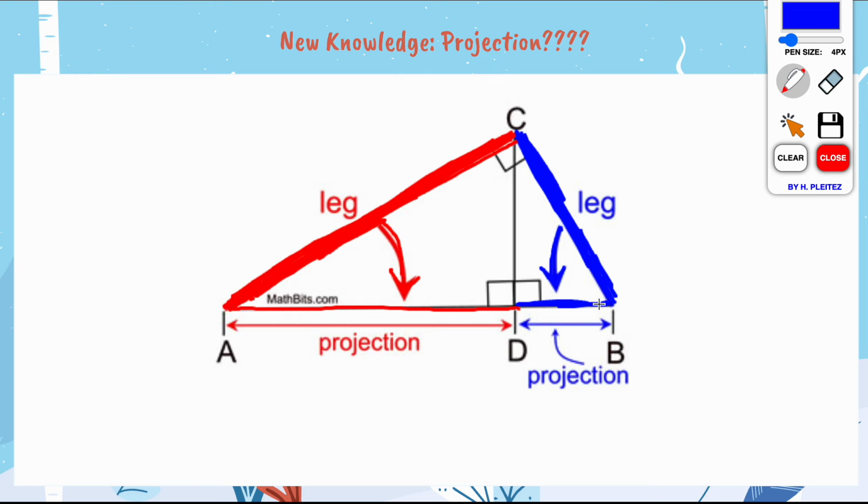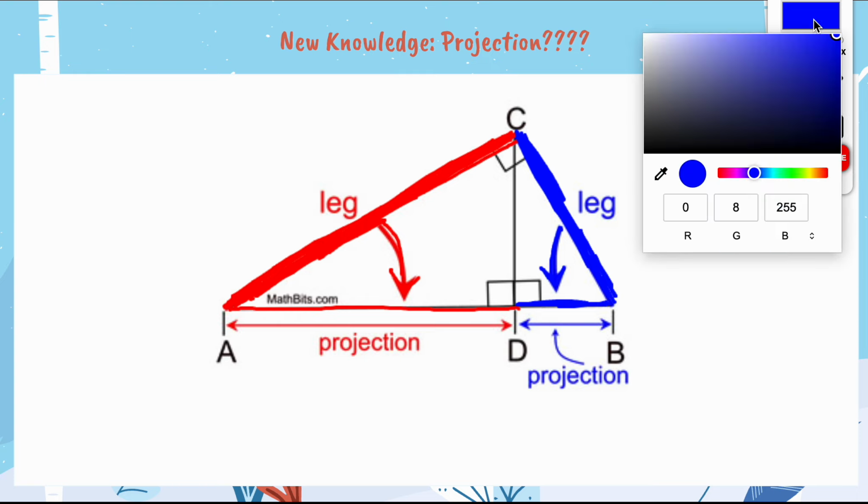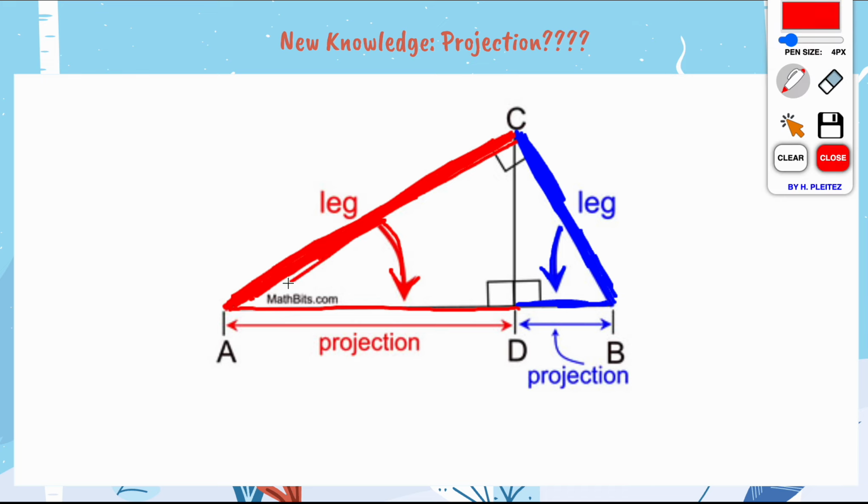So make sure you understand, and we never mix. The projection of this red leg is never going to be all the way across down here on the other part of the hypotenuse. It's never going to happen.